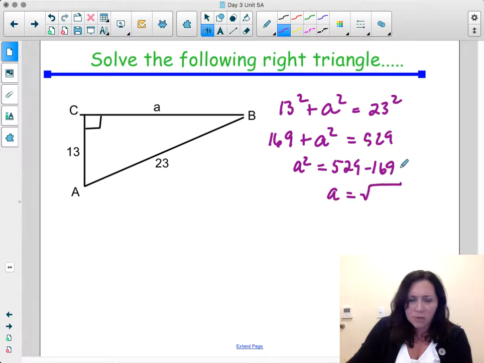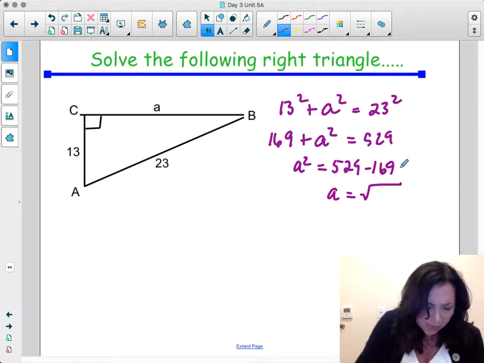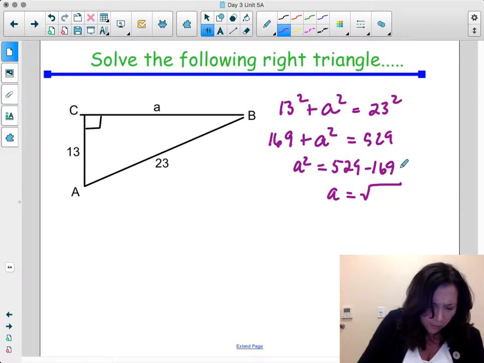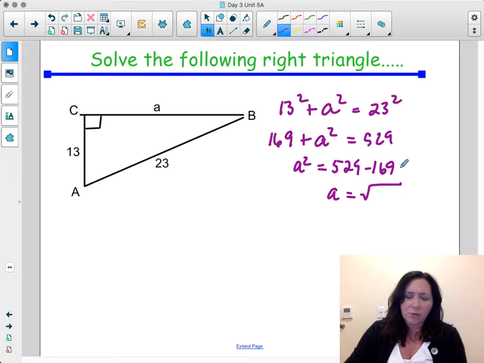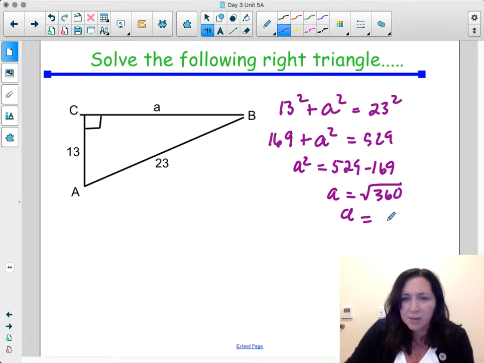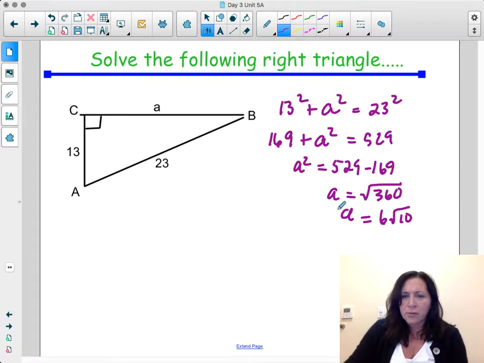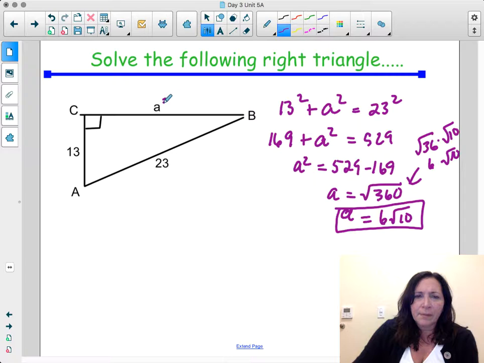So A is equal to the square root of 529 minus 169. I get 360. So if I square root that number, I'm going to get 6 root 10. And I don't know if you need a little brush up on how to solve for roots or not, but basically you're just going, that's 36 times 10. And root 36 is 6, so that's just 6 root 10. So that's pretty simple. So this one is equal to 6 root 10.